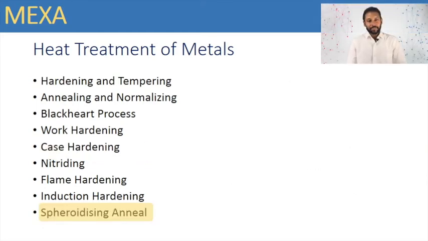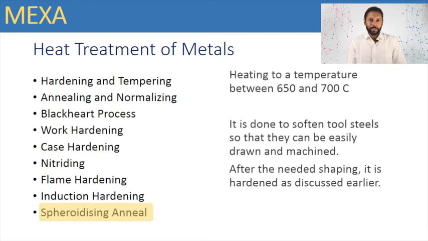Spheroidizing anneal. Spheroidizing of steels is accomplished by heating the steel to a temperature between 650 and 700 degrees centigrade, when the pearlitic cementite will become globular. This process is employed to soften tool steels in order that they may be easily drawn and machined. After shaping, the material is heated for hardening and the globules or spheres of cementite will be dissolved. Other treatments include work hardening, induction hardening, and nitriding.